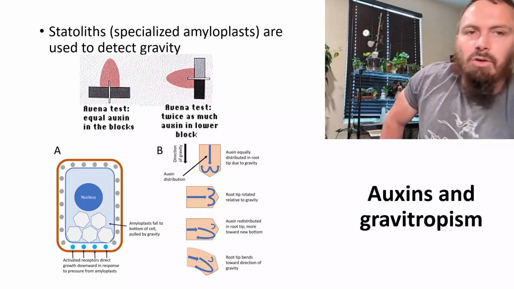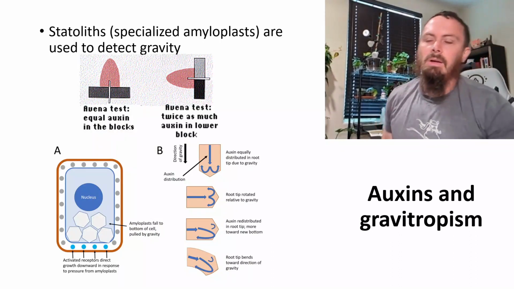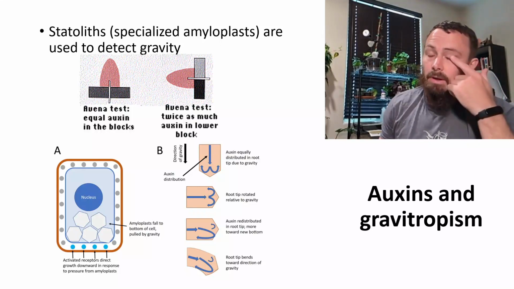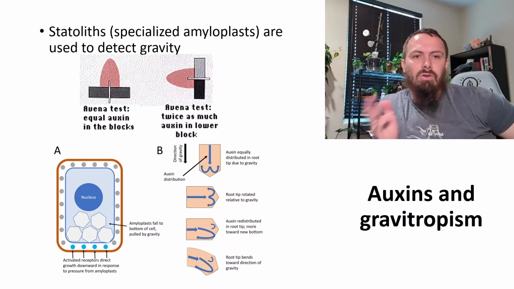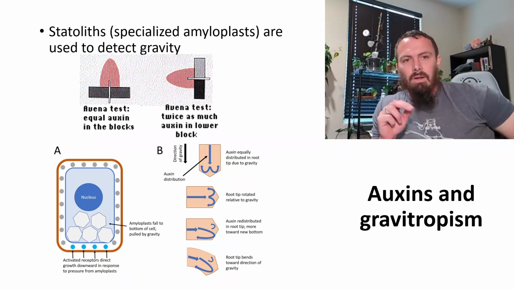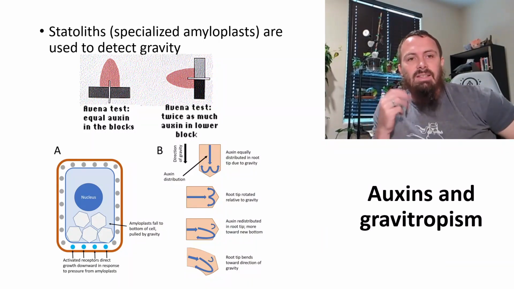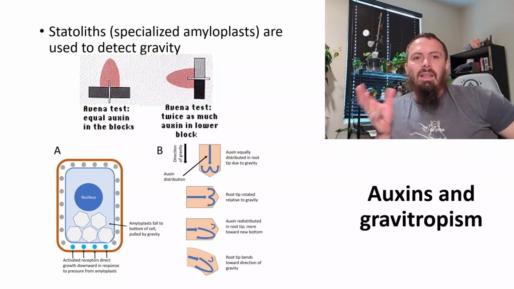So auxins still play a role in gravitropism, but it's slightly different. So if you remember amyloplast, it's a type of plastid often used as a storage molecule. There's a specialized amyloplast called a statolith. Now, these statoliths basically act as like a light switch.